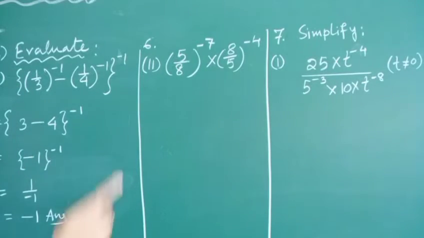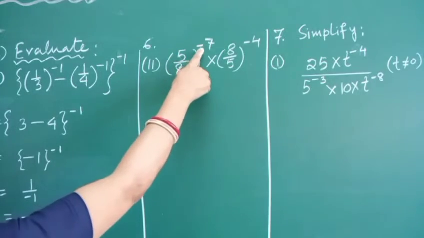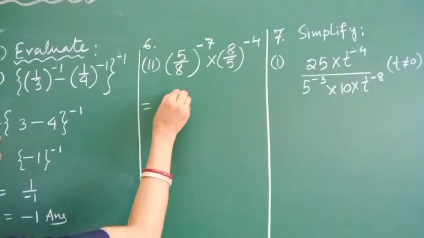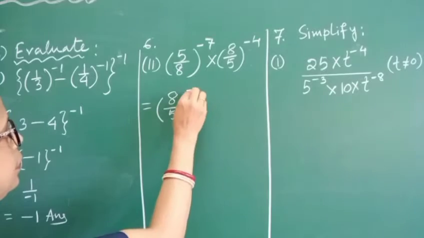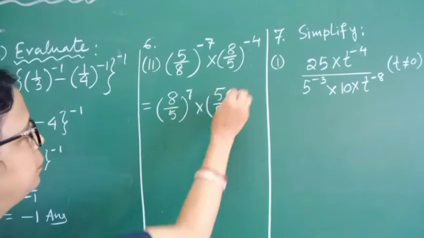Next sum. It is question number 6(2). So 5 by 8 whole to the power minus 7, 8 by 5 whole to the power minus 4. Now 8 by 5 whole to the power 7 into 5 by 8 whole to the power 4.